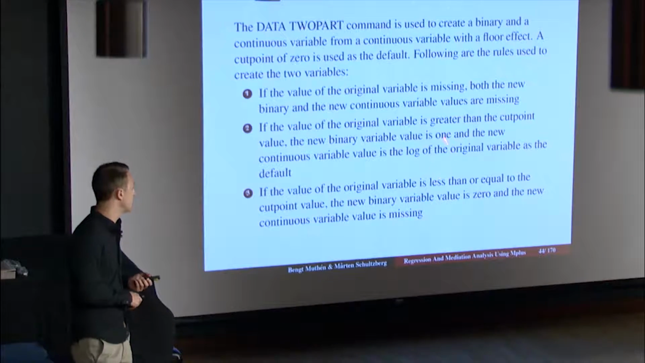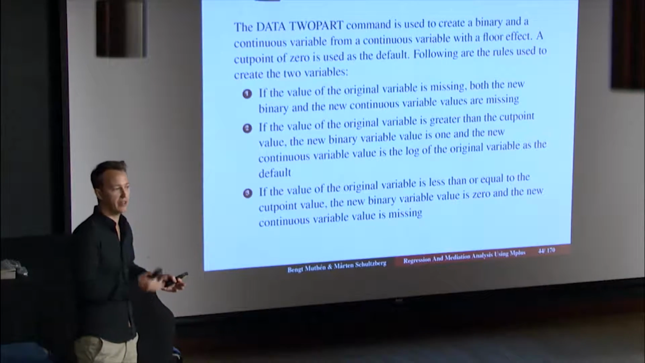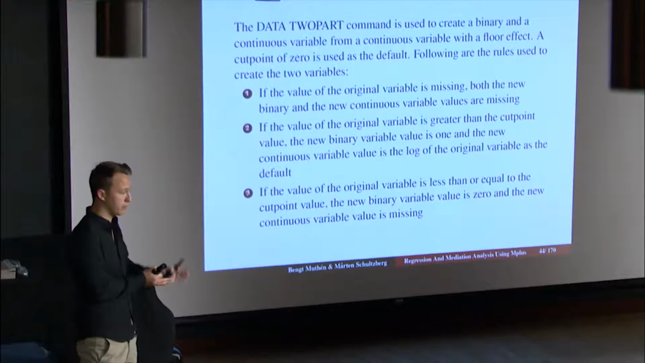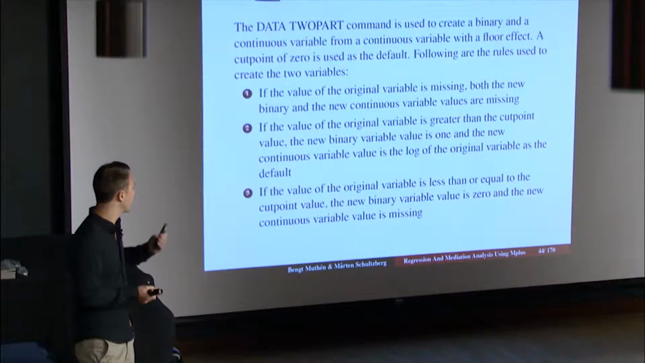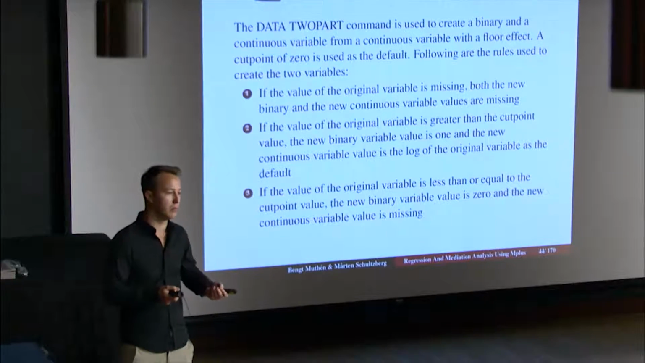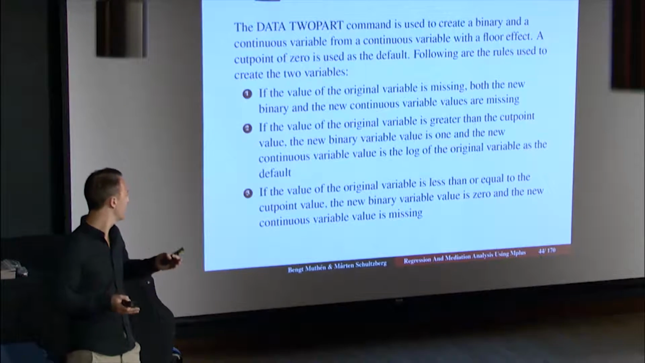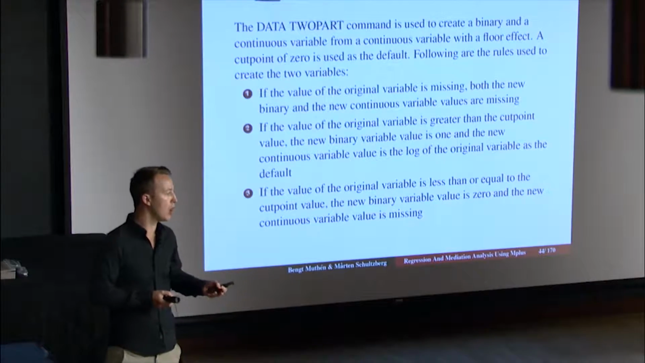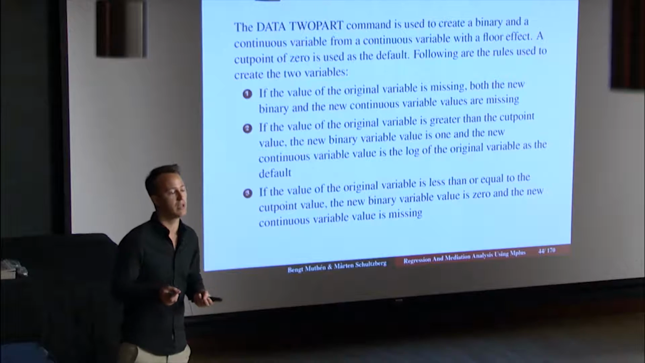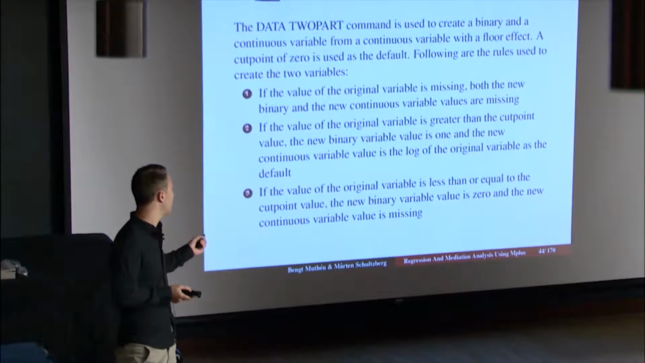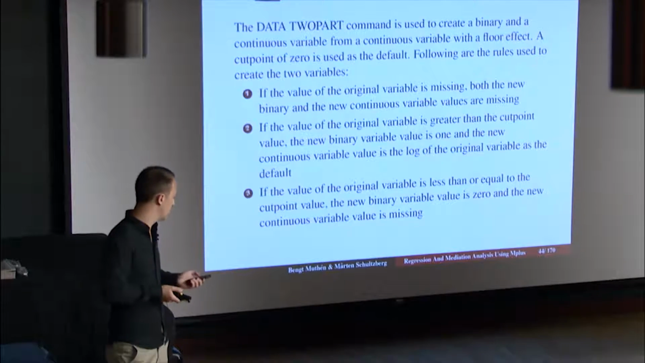However, if the original variable is greater than the cut point, and the cut point in this case is 0, we can specify the cut point, but in this case it makes sense to have it at 0, and that's where we have the floor effect. If it's greater than the cut point, then the new binary variable will be 1, you are a drinker, and the continuous variable will be the logarithm of the original value. So we will take the logarithm of your amount of drinking, so to speak, and that is to better fit the normal assumption of that.